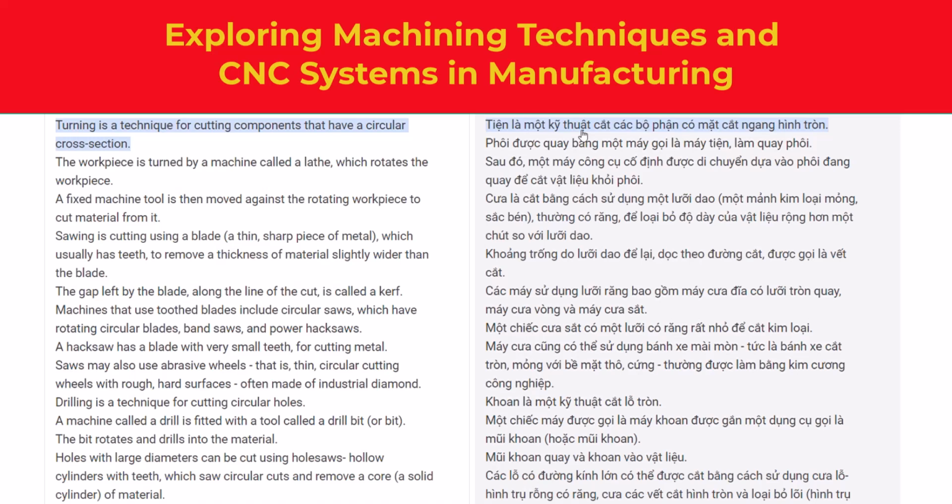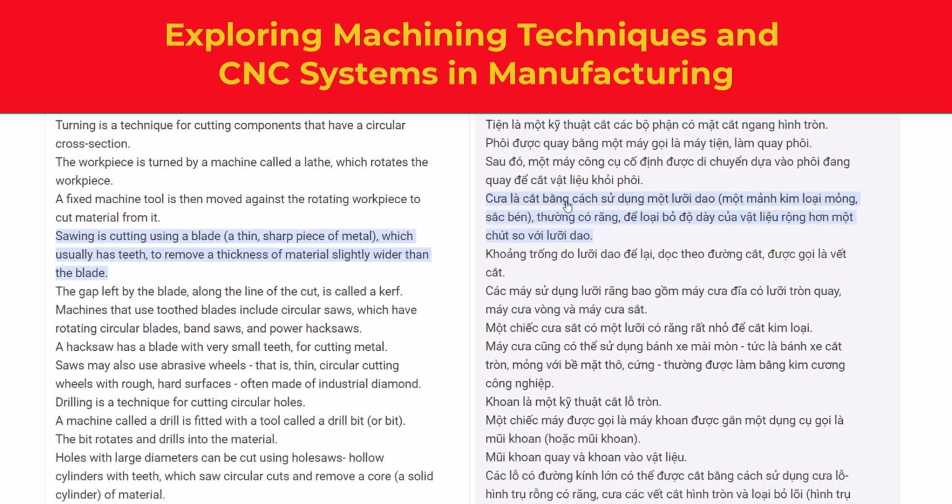Turning is a technique for cutting components that have a circular cross-section. The workpiece is turned by a machine called a lathe, which rotates the workpiece. A fixed machine tool is then moved against the rotating workpiece to cut material from it.